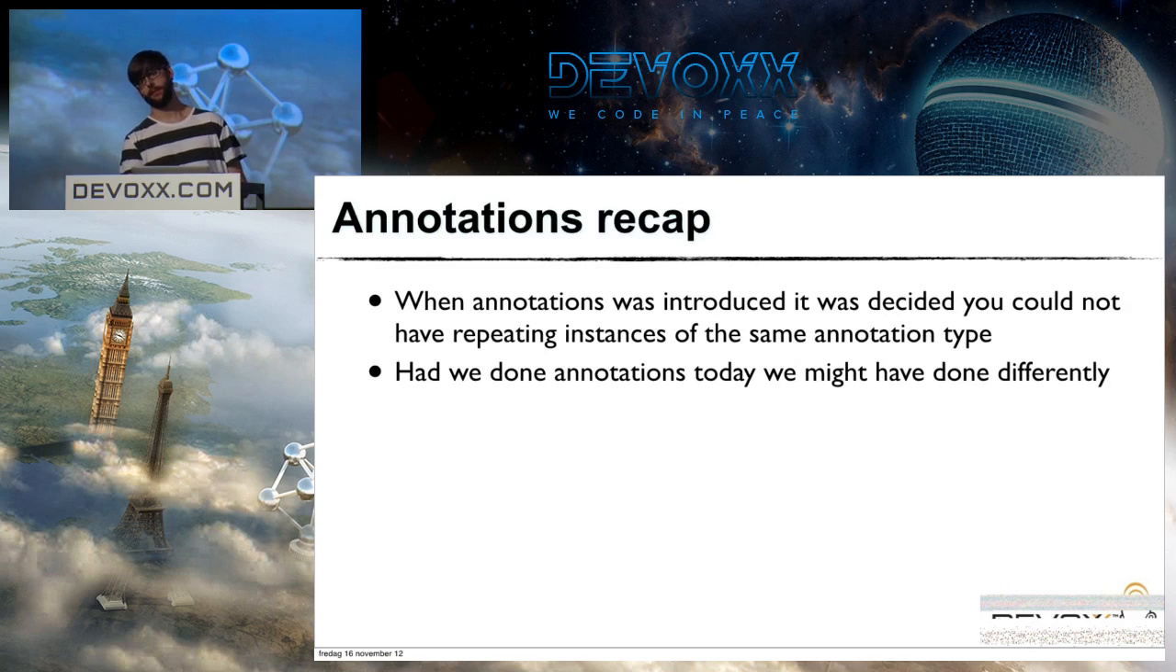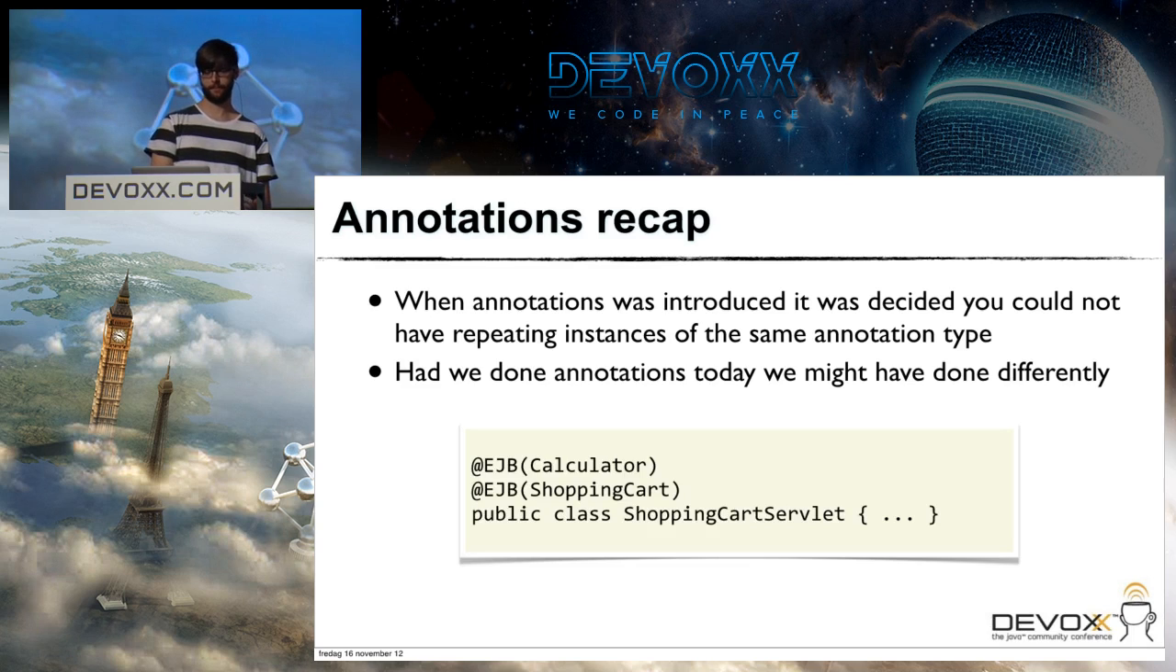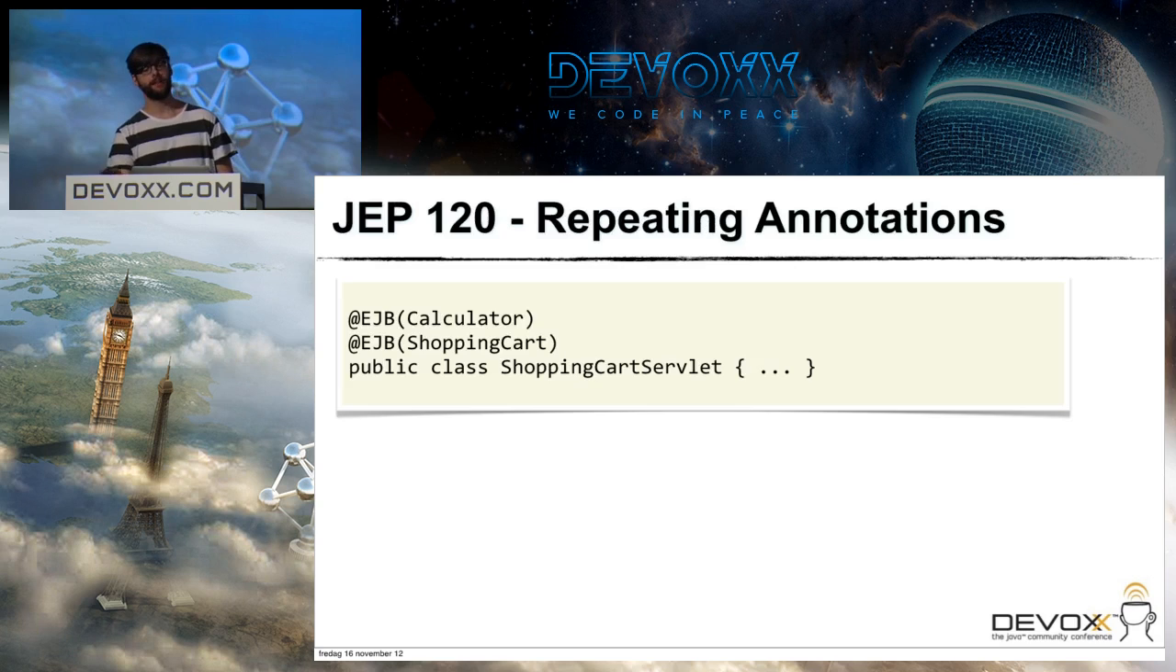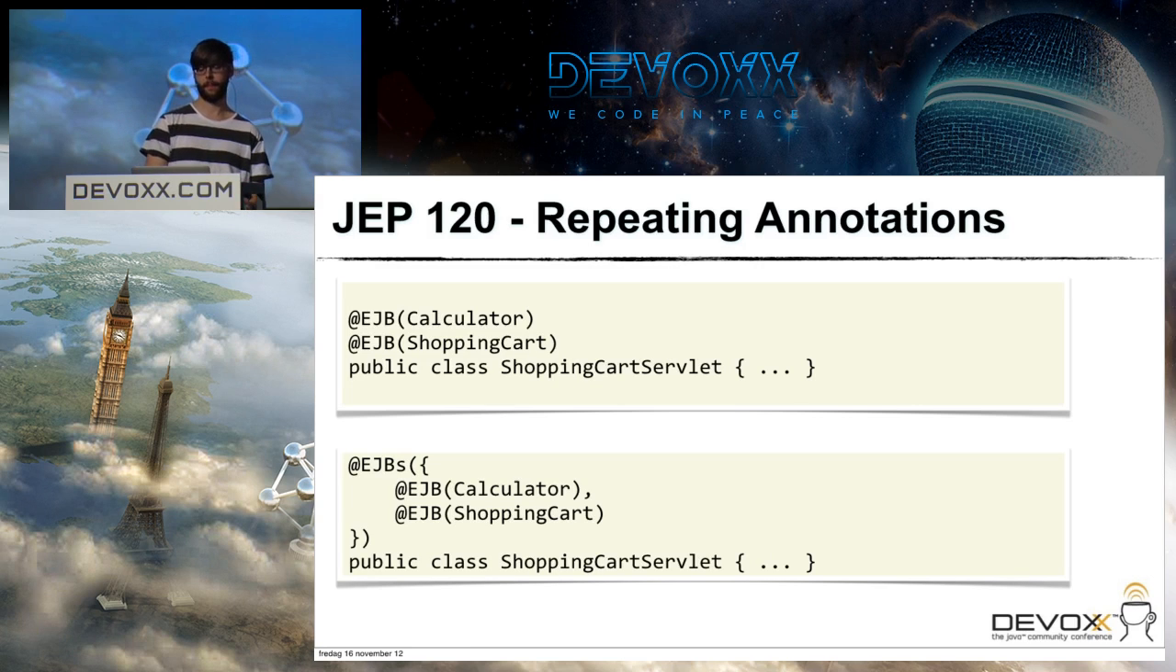So when annotations were introduced, it was also decided that you could not have multiple instances of annotations of the same type. So for example, you could not do this, the compiler said. So as a community, wanting to write this, you figured out a way to do it anyway. Basically, this is how most people choose to do it. This is what I call the container idiom. So you introduce a container. It's normally named the same way as the annotation you want to repeat, except it has a plural S at the end.